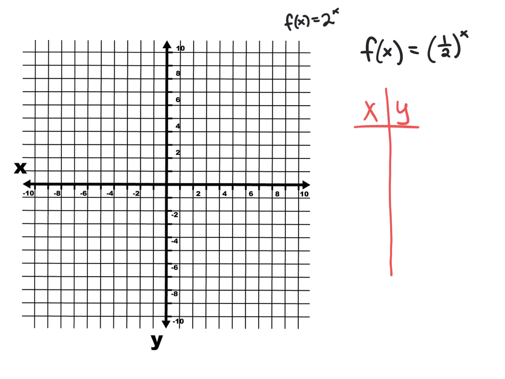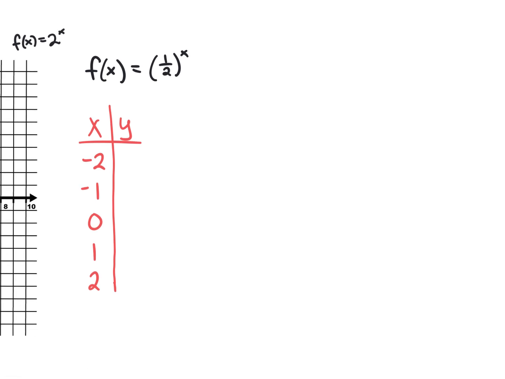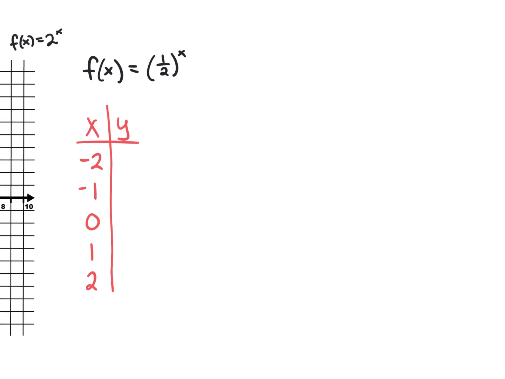Again, what are my values going to be that I use? -2, -1, 0, 1, and 2. So again, I'm going to come over here. What do we do with all of those x values? Plug them in, right? So I have 1/2 to the -2. Can we have negative exponents? No, so what happens? We have to flip it. What does 1/2 flip to? 2/1, and then the exponent becomes positive. So what's 2 squared? 4.